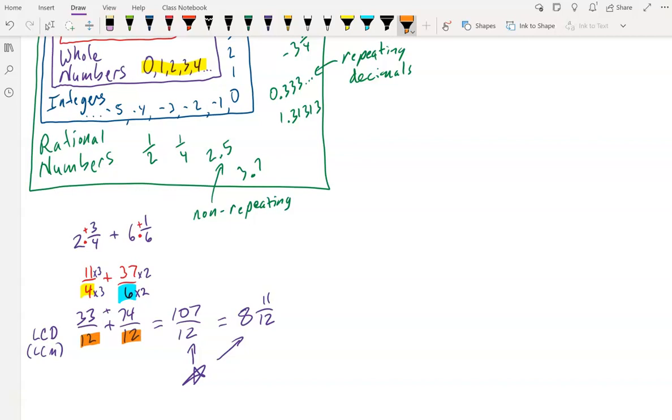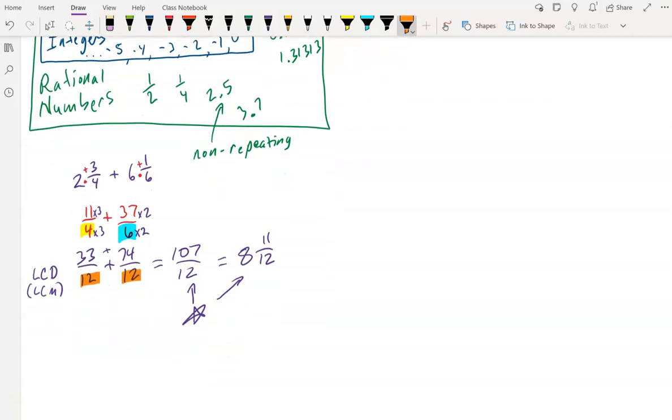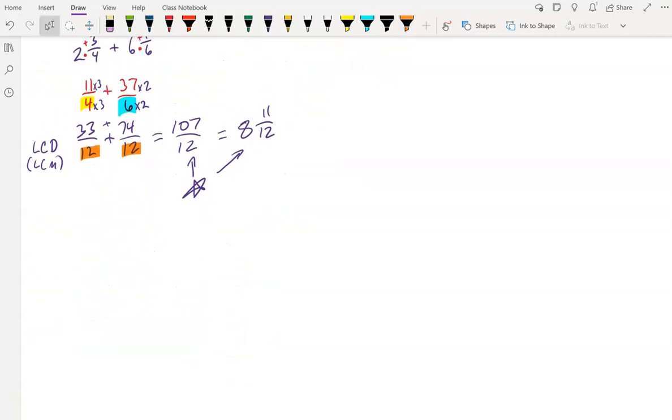Okay, so we're going to try a subtraction one now. Scroll down here. And let's go with 14. Whoa, that's not what I wanted. Let's go with 14. Let's make that a little bit thicker line. Make life a little easier. 14 minus 2 3/5.